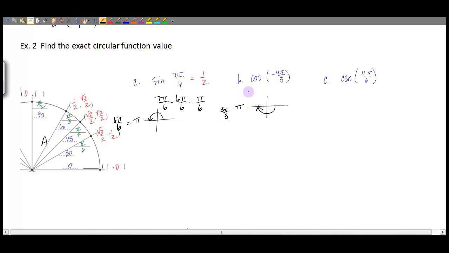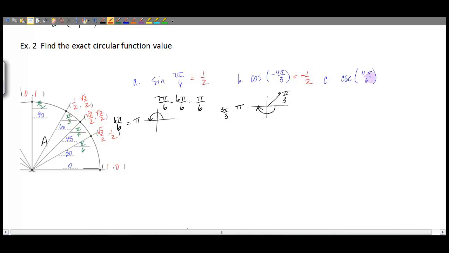So when I take the difference of these two values, I know that I'm looking at a reference angle that is pi over 3. Okay, the cosine of pi over 3 is 1/2. But I know, because I'm moving in the positive direction 4 pi over 3, that I actually end up here. And I know that the cosine in the third quadrant is negative. So the answer to this question would therefore be negative 1/2.